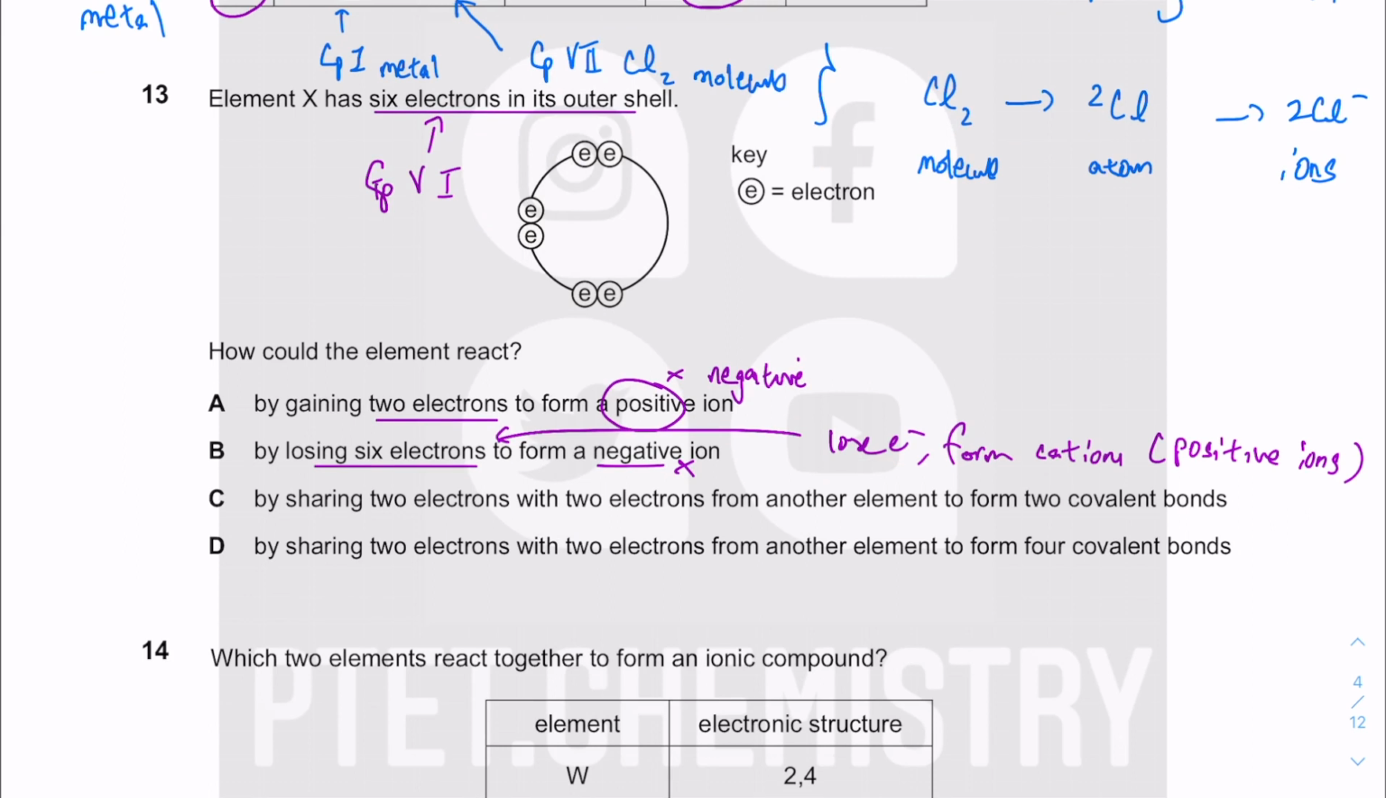All right, so instead of just gaining or losing, you could also share electrons. So group 6, such as oxygen with itself or with other non-metals, you can just share electrons and form covalent bonds. So you can form up to 2 covalent bonds, but not 4 covalent bonds, because you're looking at group 6 plus 2. You have 6 outer shell electrons. How many more do you need to share in order to get up to a fully filled outer shell?